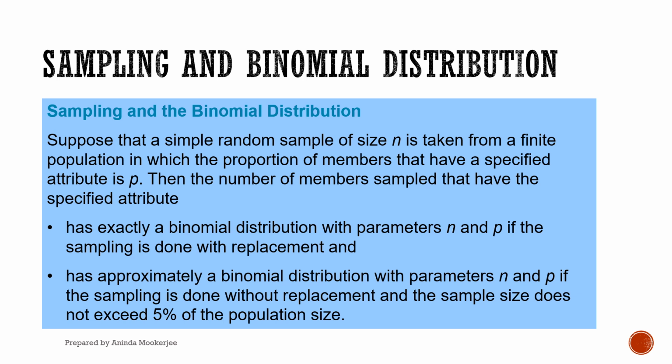Now, this last slide on this topic gives us a relationship between sampling and binomial distribution. Suppose that a simple random sample of size n is taken from a finite population in which the proportion of members that have a specified attribute is p. Then the number of members sampled that have the specified attribute has exactly a binomial distribution with parameters n and p if the sampling is done with replacement, and has approximately a binomial distribution with parameters n and p if the sampling is done without replacement and the sample size does not exceed 5% of the population size.